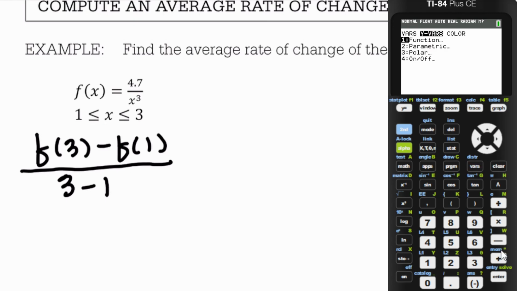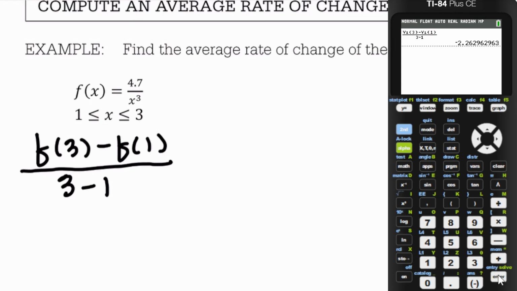Variables, y variables, we're in function mode right now. That's the old place where you used to have to go to access these things. So y1 of 1 divided by 3 minus 1. And if you're really confident, you're like, I know what 3 minus 1 is, you could just type in 2 and that would be just fine.